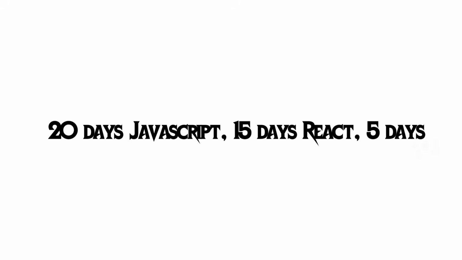So here is your complete 60 days roadmap. 5 days HTML, 5 days CSS, 20 days JavaScript, 15 days React, 5 days Git, GitHub and deployment, and last 10 days for practical projects. That's your complete front-end development journey in 60 days.